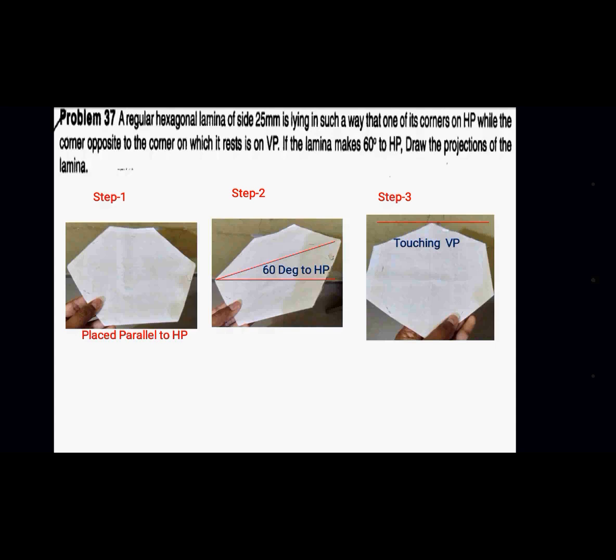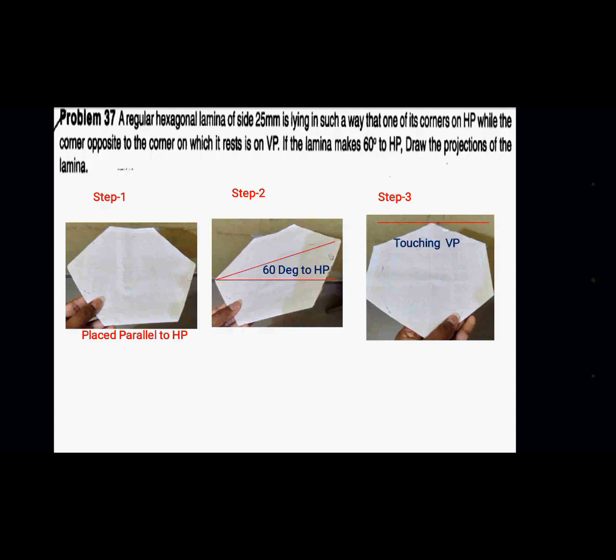So next problem will be problem number 37. It's on hexagonal lamina. Read the statement of the problem. It states that a regular hexagonal lamina of side 25 mm is lying in such a way that one of its corners is on HP, while the corner opposite to the corner on which it rests is on VP. If the lamina makes 60 degrees to HP, draw the projection of the lamina.